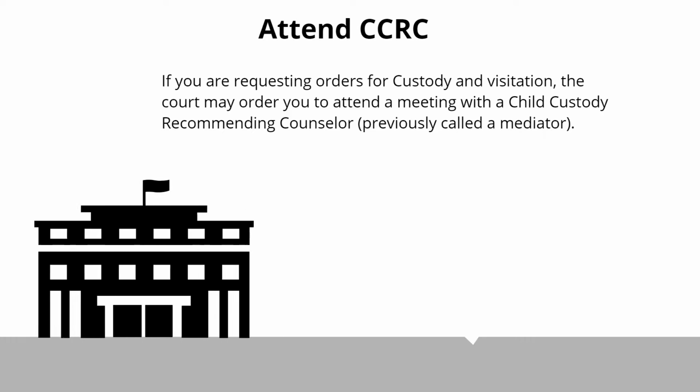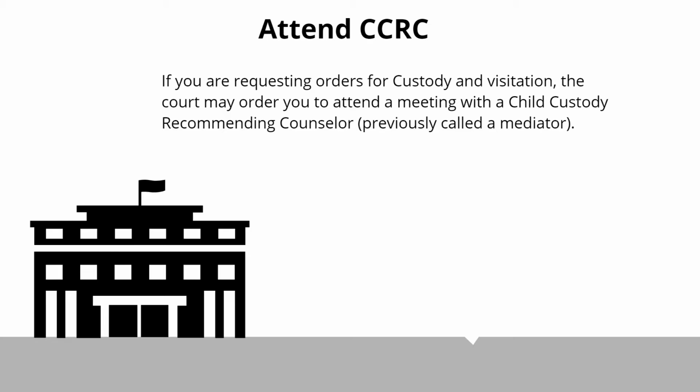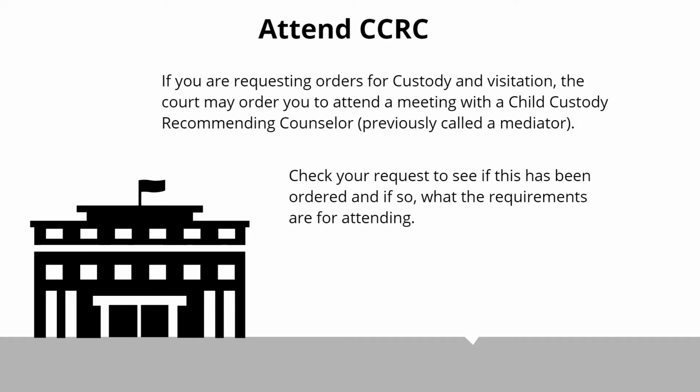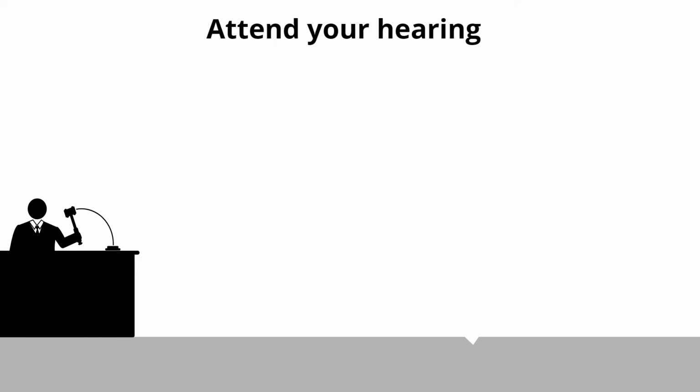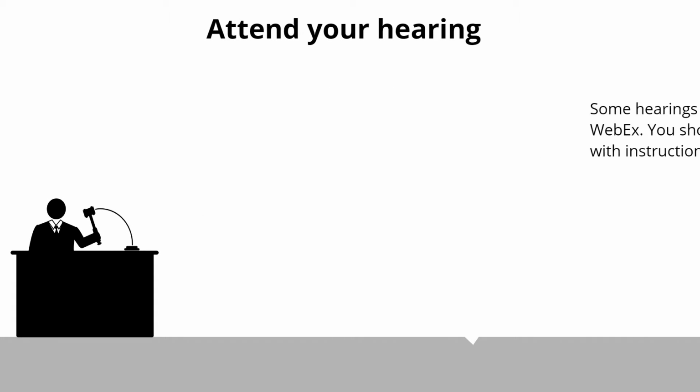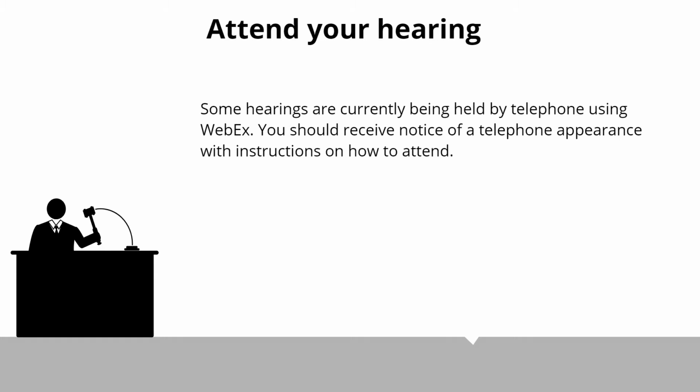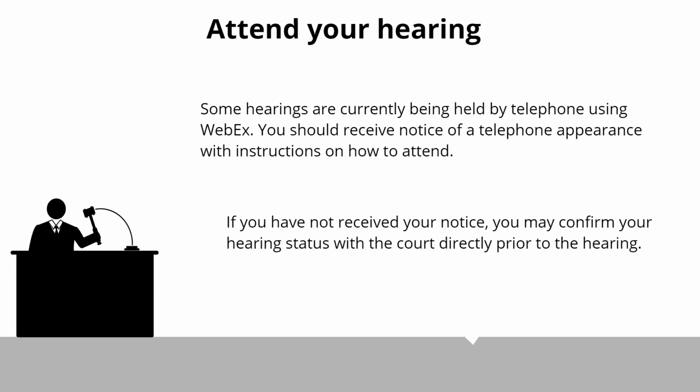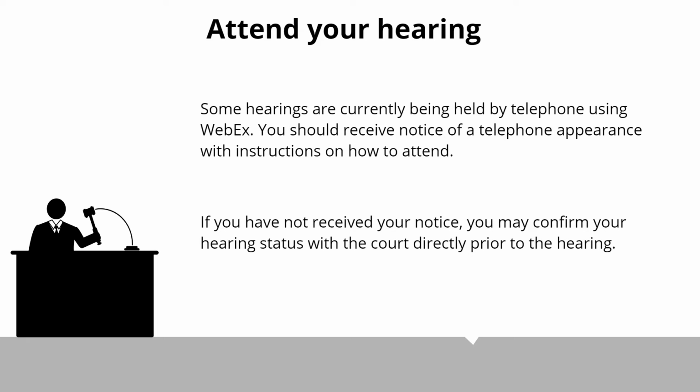If you're requesting orders for custody and visitation, the court may order you to attend a meeting with a child custody recommending counselor, previously called a mediator. Check your request to see if this has been ordered, and if so, what the requirements are for attending. Lastly, attend your hearing. Some hearings are currently being held by telephone using WebEx. You should receive notice of a telephone appearance with instructions on how to attend. If you have not received a notice, you may confirm your hearing status with the court directly prior to the hearing.